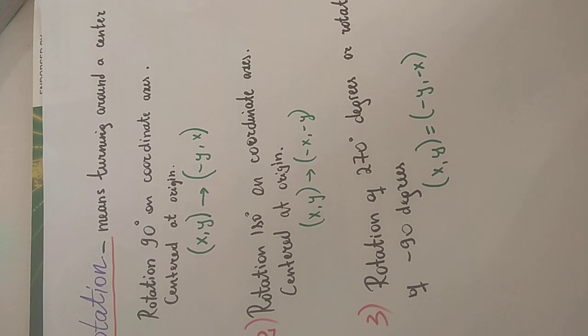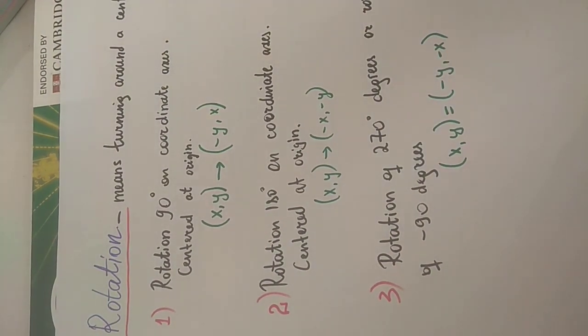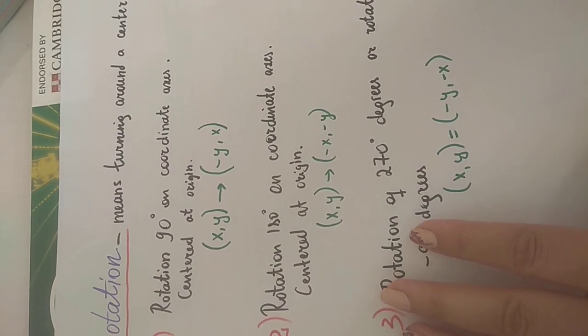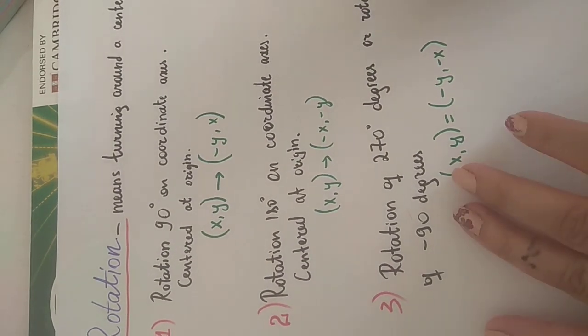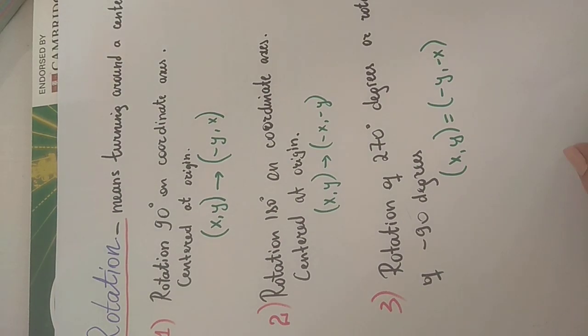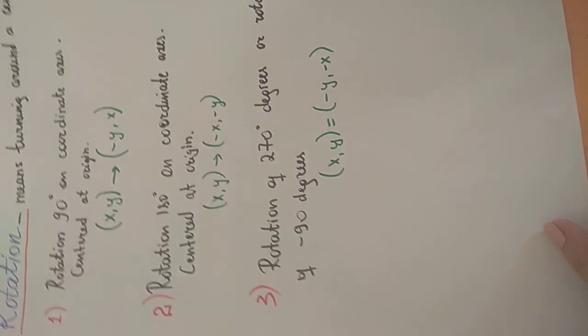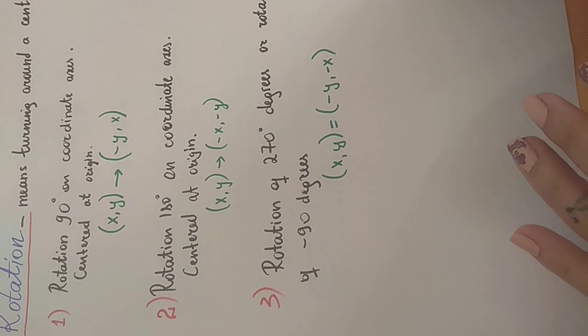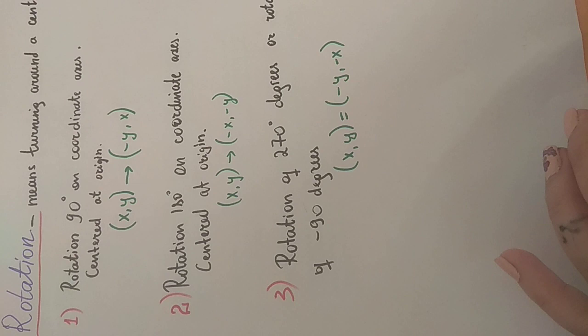Hi guys, in this video we're going to talk about rotation, and rotation means turning around a center. And guys, the center can be changed. For example, it can be the origin, or it can be any point, okay? But for rotation, we should know the center and the direction, for example, clockwise or anti-clockwise.